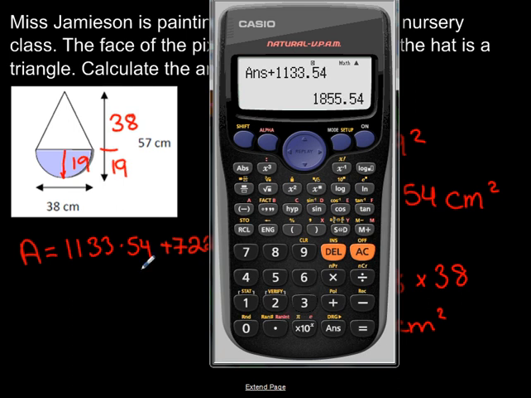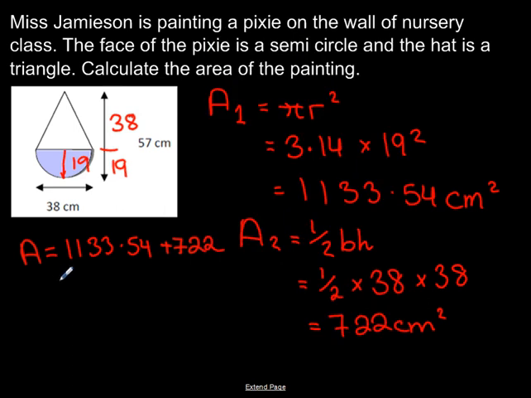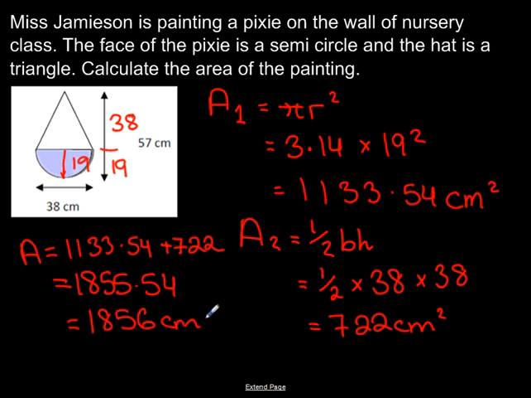Again, strange fraction. That is 1855.54. If the question tells you how to round it, round the way the question tells you. If not, I'm just going to round that to the nearest whole number: 1856 centimeters squared. Regardless of if the question tells you how to round, you have to write the exact number from your calculator before you round anything, otherwise you might lose a mark for rounding even if you round correctly.